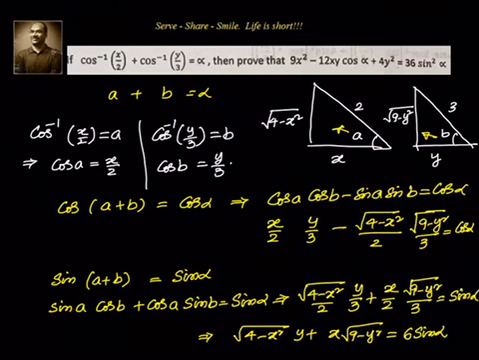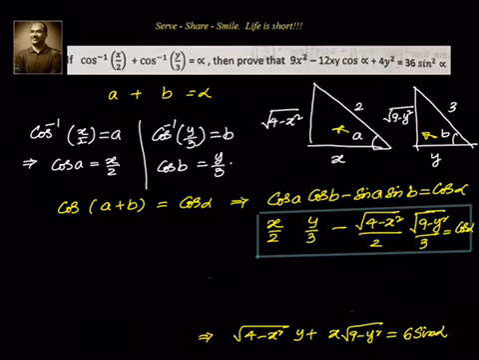Now in the next step, we'll square this up. Let's try to square this equation, whatever we got here, so that we can get 36 sin square alpha. So when I square it up, what will I have? Shall I write down one step where we say square root of 4 minus x square into y plus x into root of 9 minus y square is equal to 6 sin alpha.